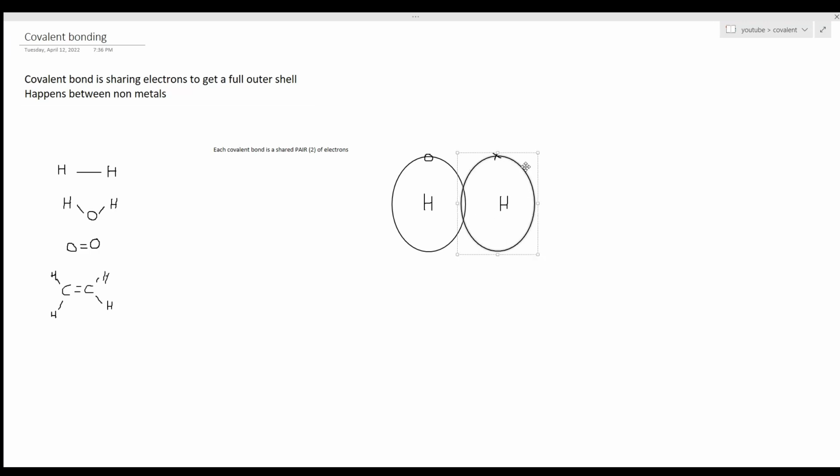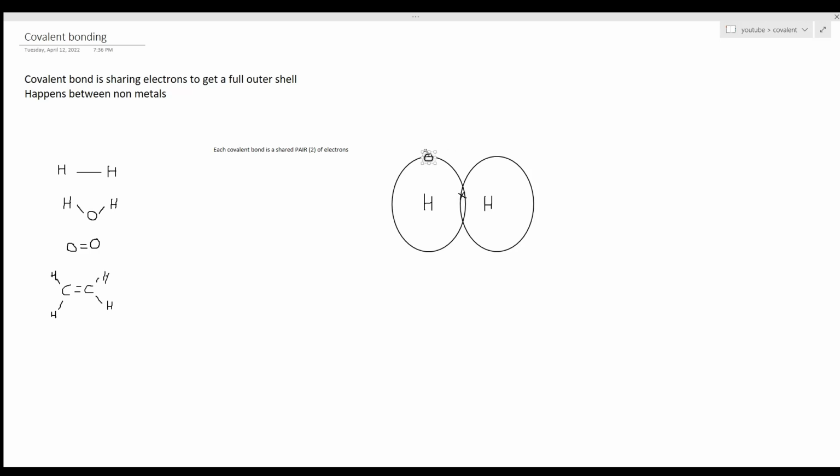Let's make it clearer. So we've got here hydrogen atoms with 1 electron. To get a full outer shell, they need 2. Or they need 0. They can form an ion as well by losing an electron and making 0. But if they want to share, then what they have to do is overlap their outer shell, and then the electrons that were there are shared. And this is how you would draw it.